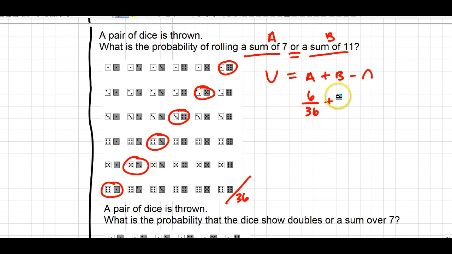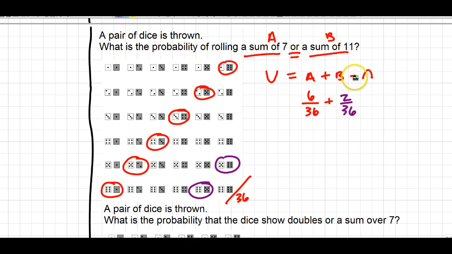Now let's do event B, sum of 11. So I'm thinking 5 and 6 here. So 6 and 5, 5 and 6. And there's no other pair that's going to add up to 11, so that's it. So 2 out of 36 is my sum of 11.